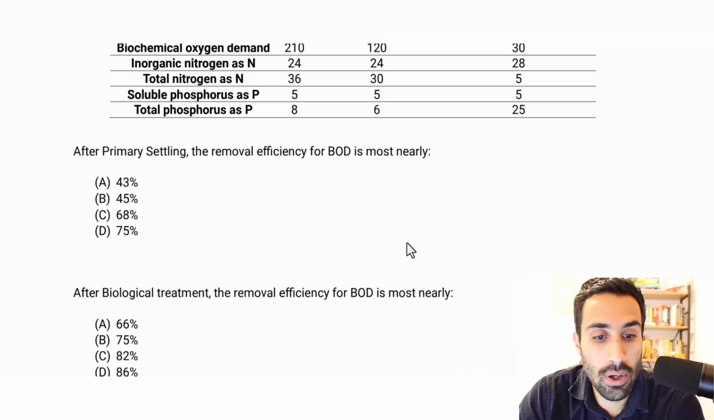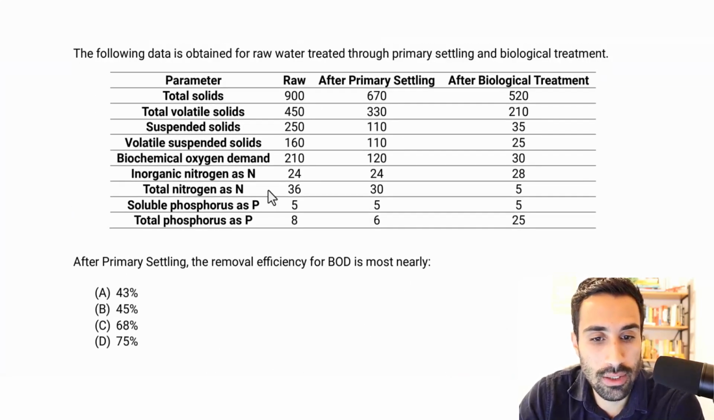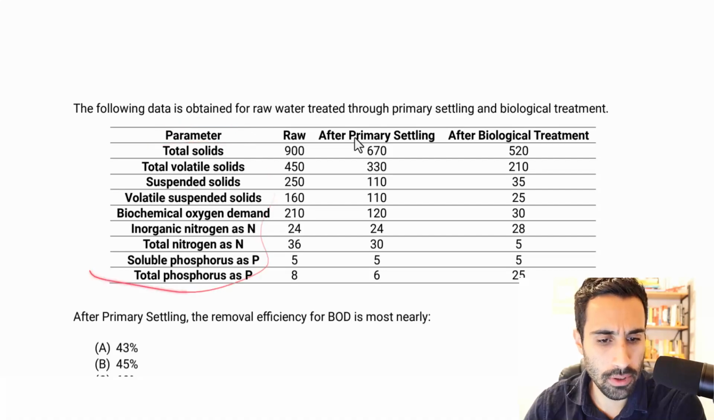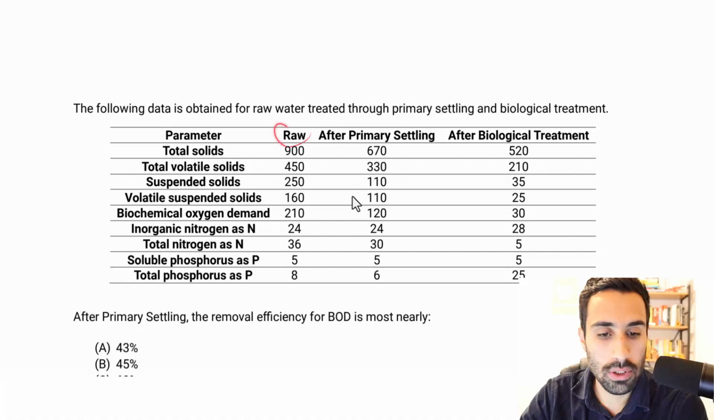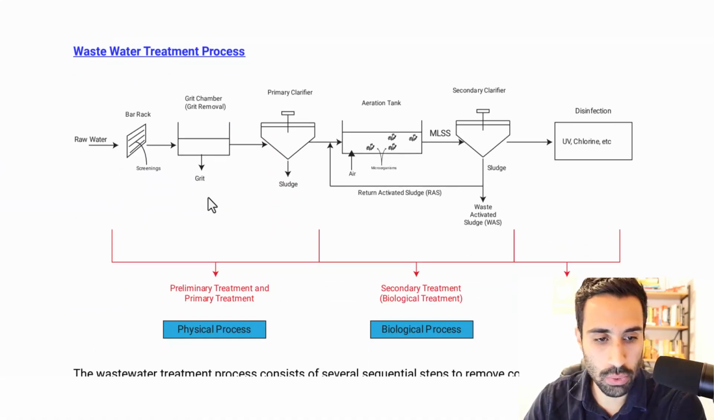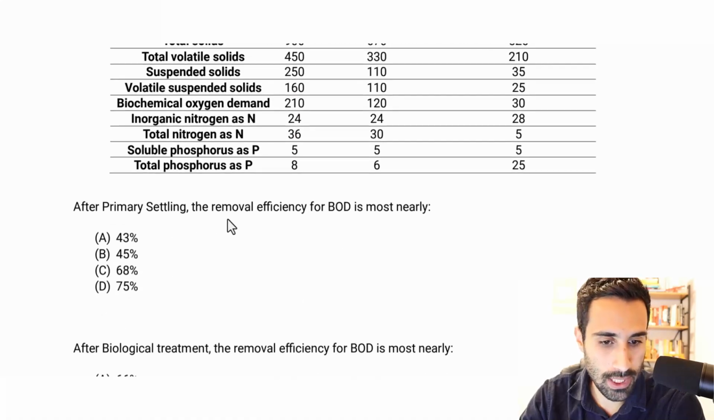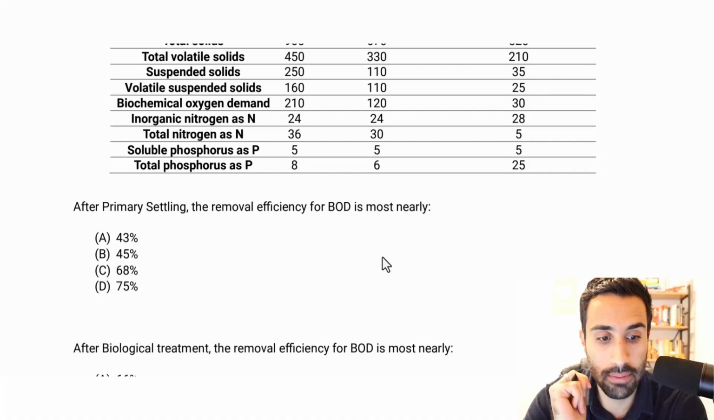So based on this problem, let's start with the primary settling. Notice that after primary settling, we have the data here for each parameter, and after biological treatment, we have the data. The raw water that comes in was given as well in that data here. So for primary settling, the removal efficiency for BOD is most nearly what? What did you get? You can pause the video and see if you get an answer from these.